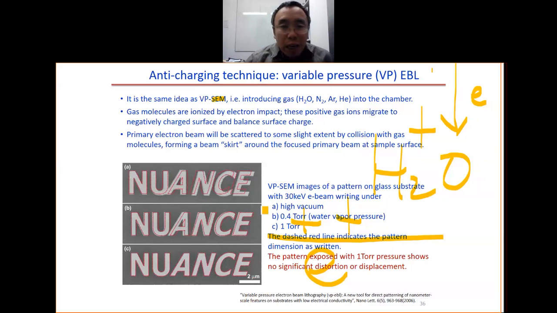This one is high vacuum. You can see the patterns are not well placed; they got shifted. This is 0.4 torr water vapor, and this is 1 torr water vapor. With higher pressure, the charge is better balanced. You see the patterns are well placed.